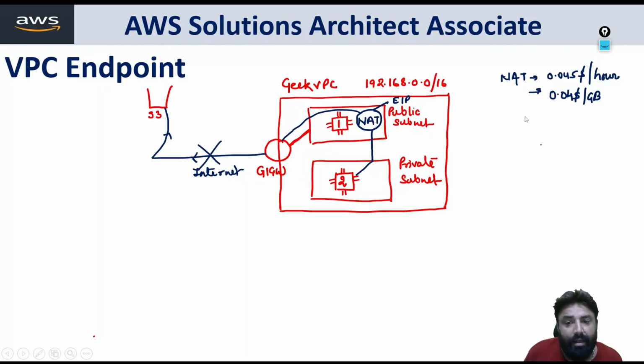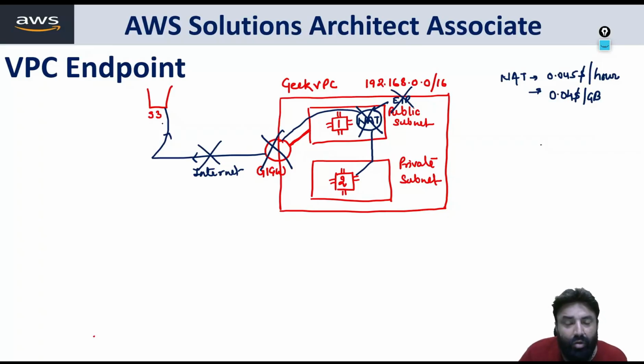So the organization said, what is the use of NAT? We are not even getting security, and on top of that, it is costly. So why are we choosing this NAT gateway? We don't want a NAT gateway. We don't want an elastic IP, and we don't want any internet gateway. We want private connectivity from a private subnet to the resources of AWS, either S3, DynamoDB, or any service.